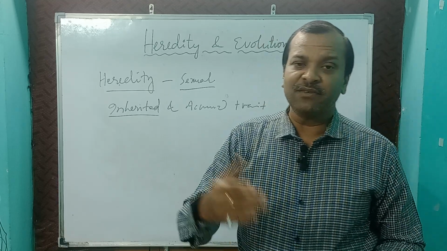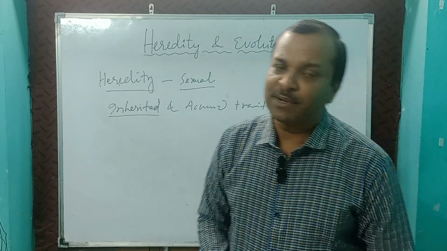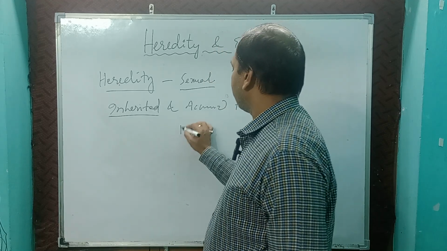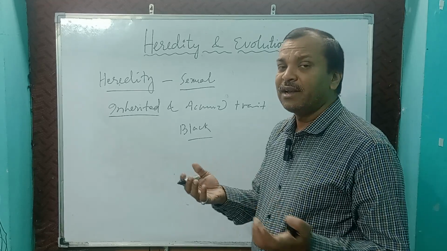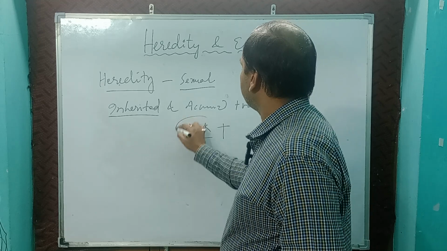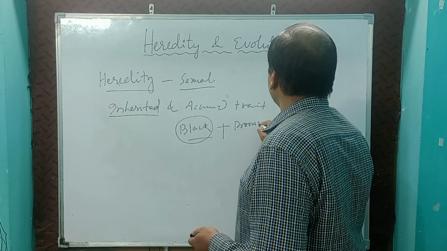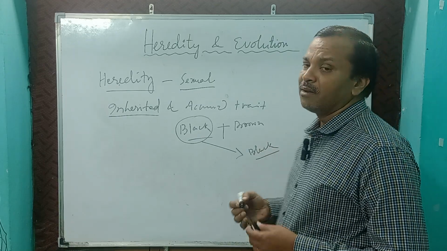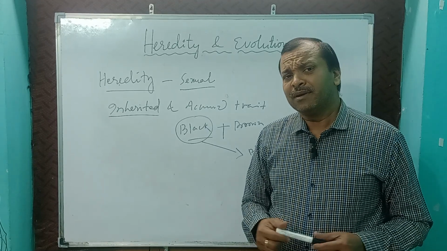Inherited means which we get from our parents, that is inherited traits. For example, suppose your parents' eyes are black. If both parents, mother and father, have black eyes, then definitely you will have black eyes. But suppose your father has black eyes but your mother has brown eyes, then no doubt you would have black eyes. Clear? It is inheritance.